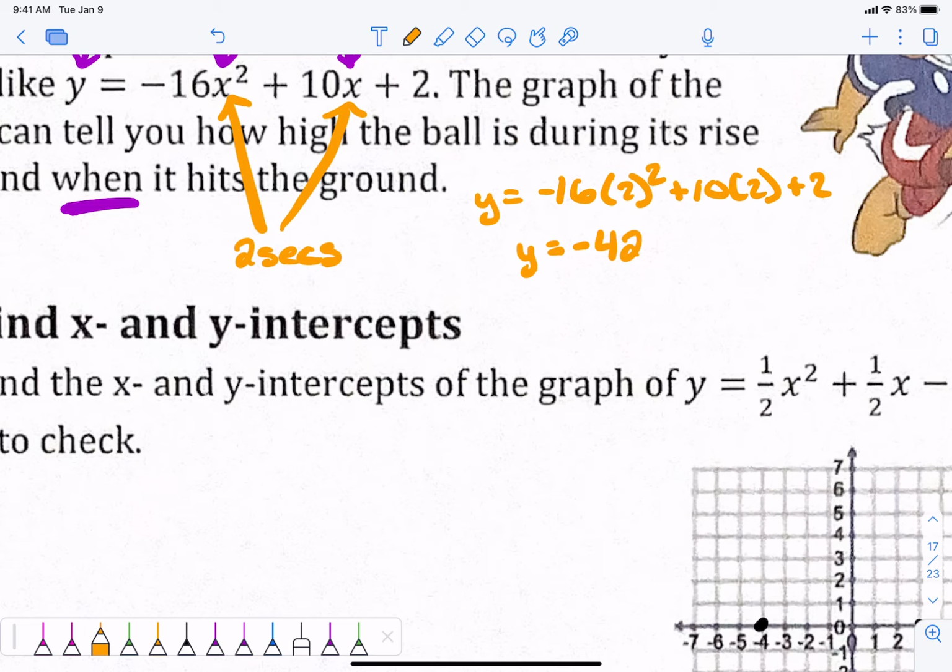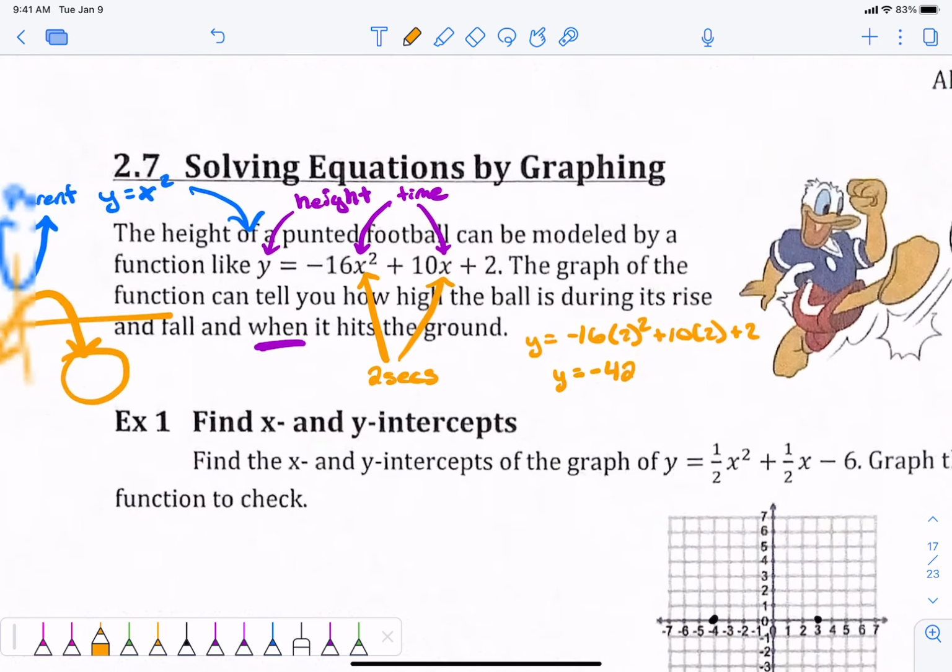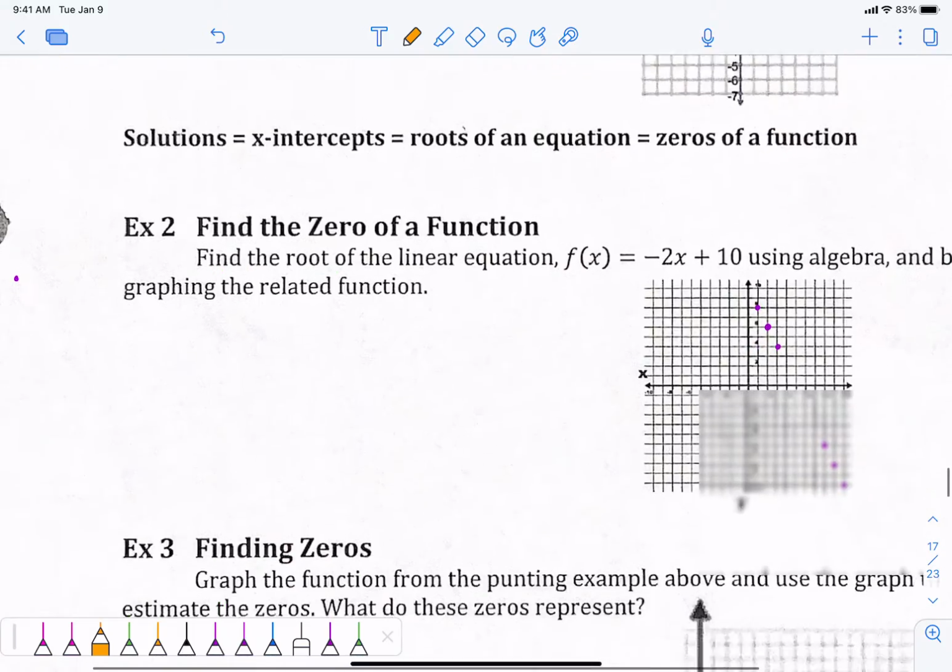2 seconds after I kick the ball, this ball is not in the air for 2 seconds. It is in the air for less than 2 seconds. Does that make sense? Because by the time it hits the ground, 2 seconds is beyond that. So it's negative 42 at 2 seconds, which means the ball has touched the ground before then. We're going to discuss this more in depth in example 3.